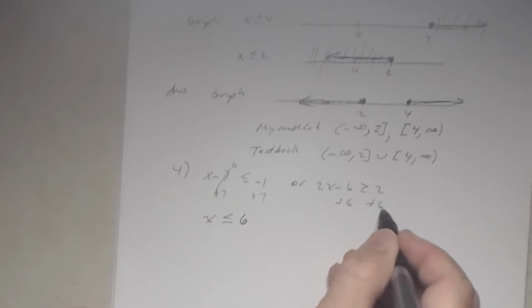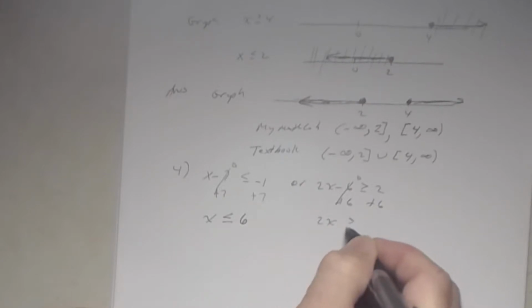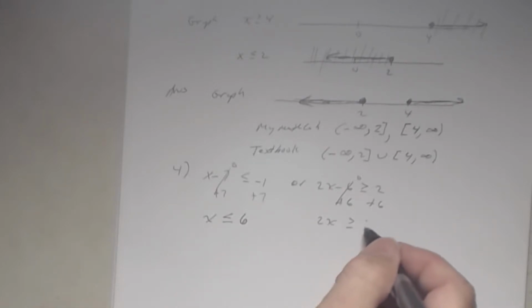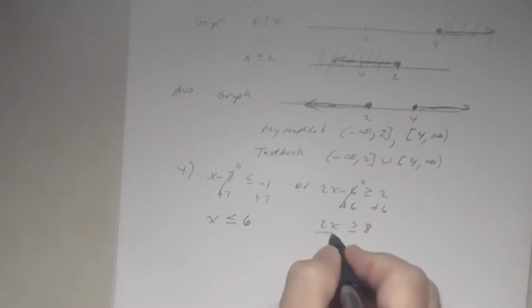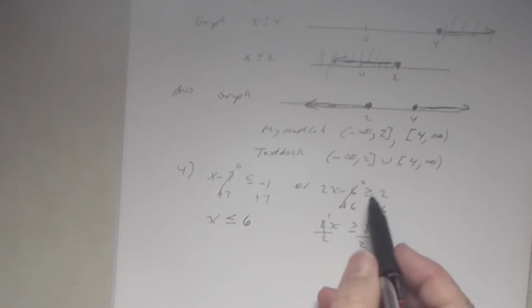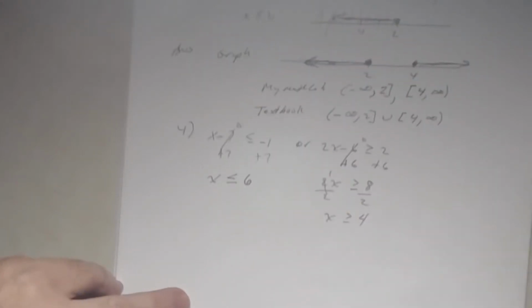All right, over here, add 6 to both sides, right? So 2x is going to be greater than or equal to 8. 2 plus 6 is 8. What's the next step? Divide by 2. So the solutions to this second inequality will be any real number that's greater than or equal to 4. All right, so we graph each one individually.